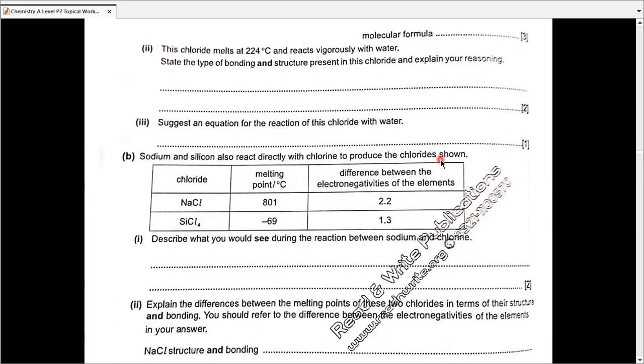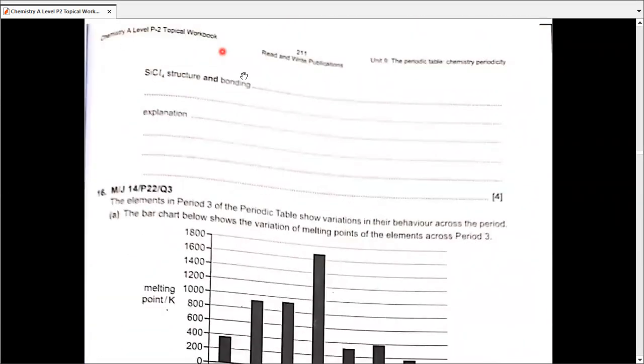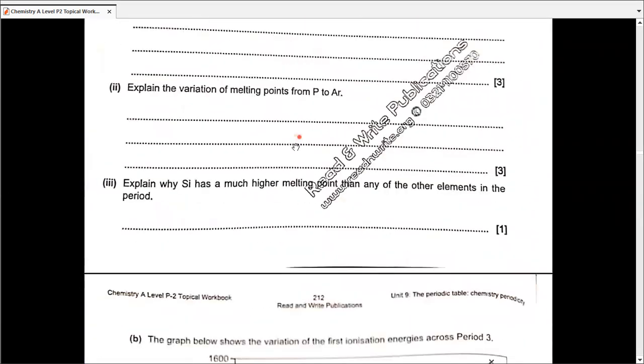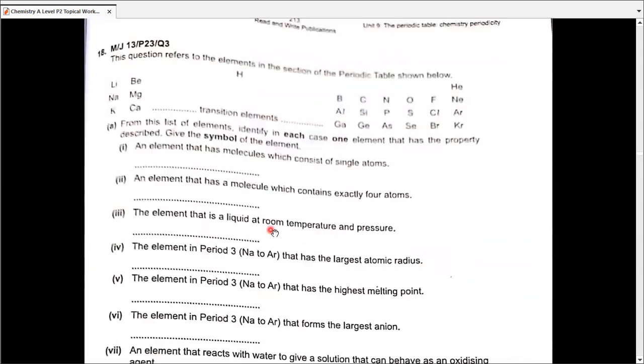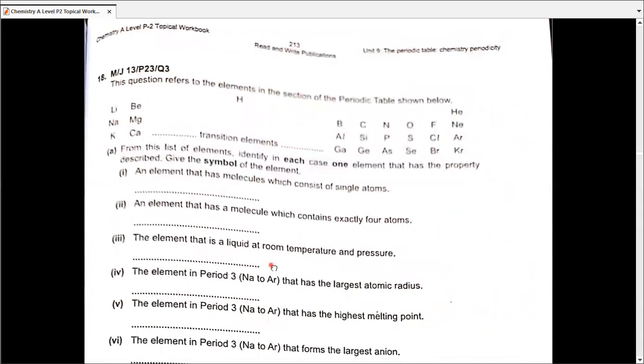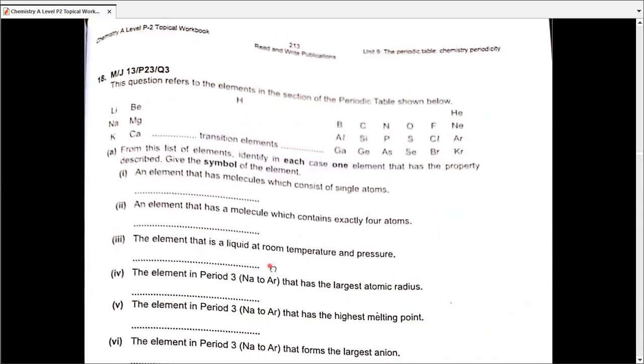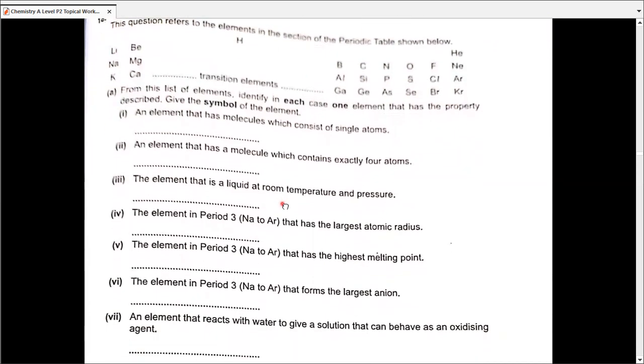Question 18C. Question number 18, C part. 17, 18. This question refers to the elements in the section of the periodic table shown below. So we have the first 4 periods without the transition elements. From the list of elements, identify in each case one element that has the property described. Give the symbol of the element.